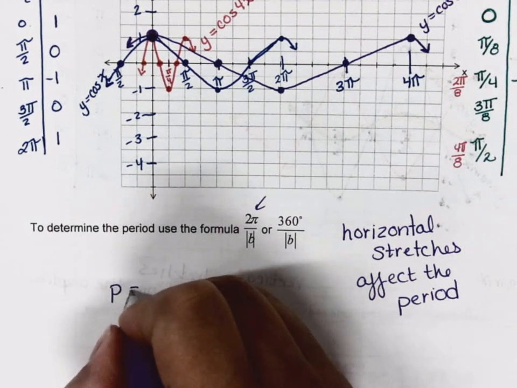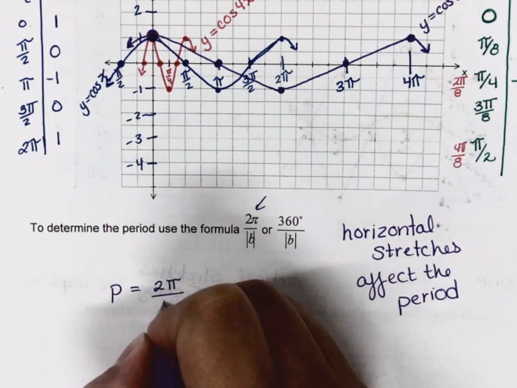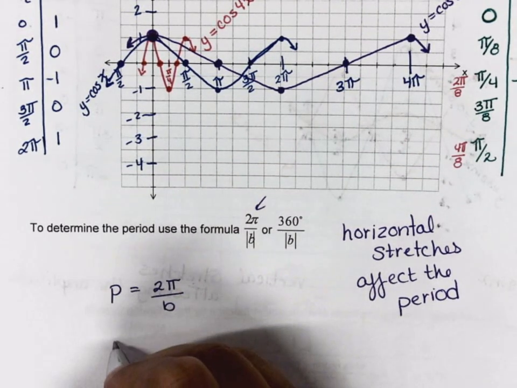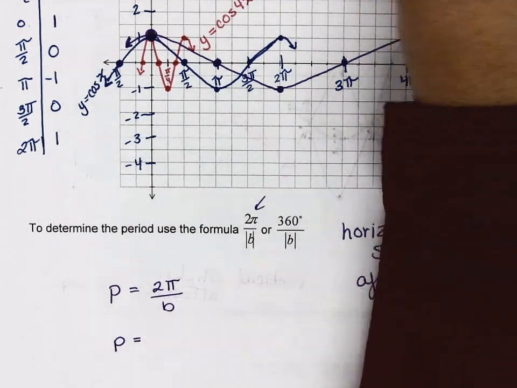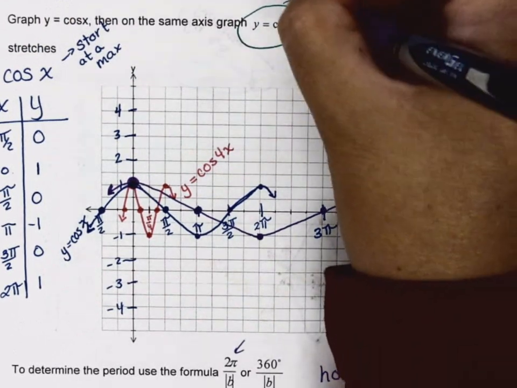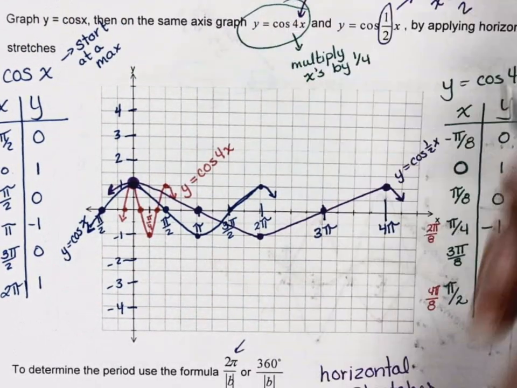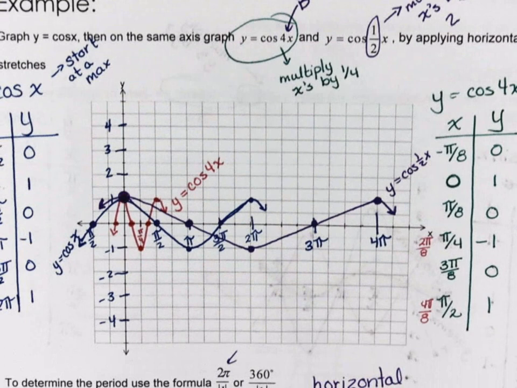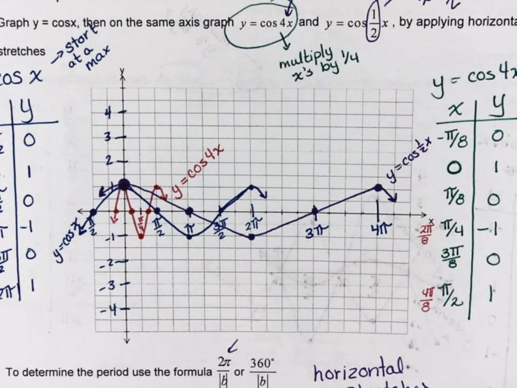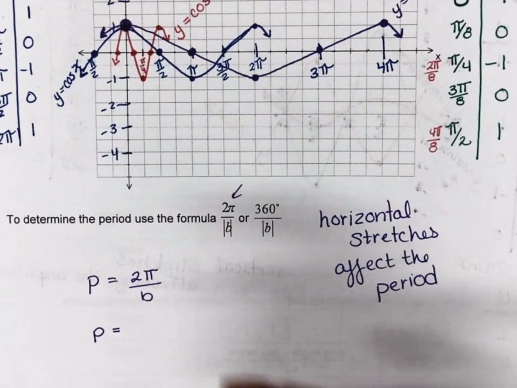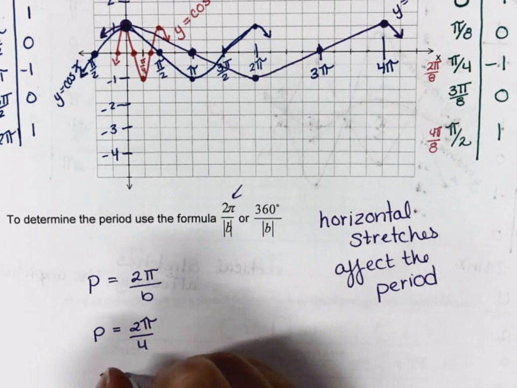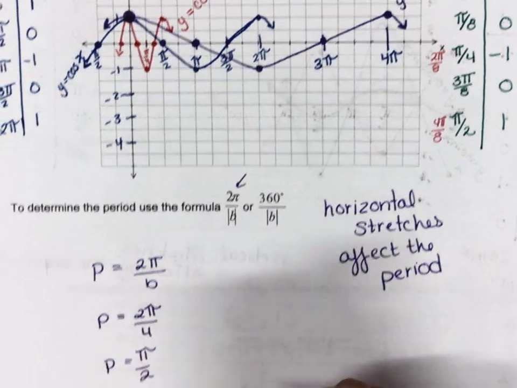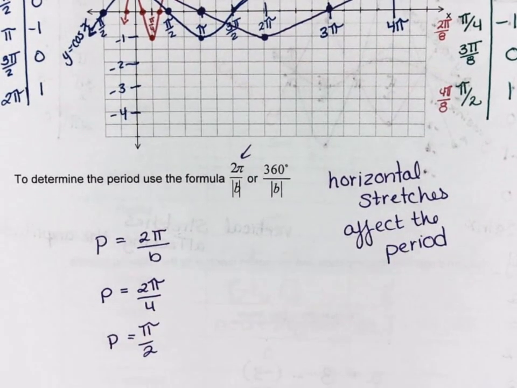So we take the period equals 2 pi divided by b. The b value is that 4. That's b. So we take it right from the equation. We don't take the quarter, we take the 4. So we're going to say 2 pi divided by 4. We reduce that, and it's pi over 2, which we knew from looking at the graph.